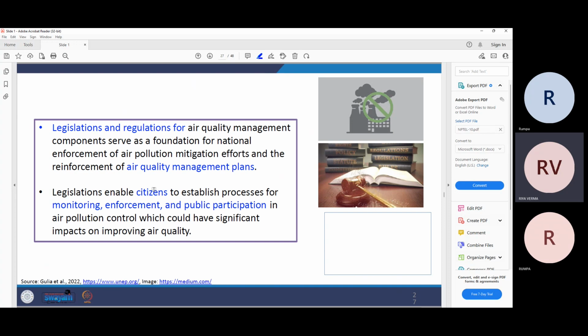So, the legislations and regulations for air quality management components serve as a foundation for national enforcement of air pollution mitigation efforts and the reinforcement of air quality management plans. The legislations enable citizens to establish the processes for monitoring, enforcement, and public participation in the air pollution control, which could have significant impacts on improving the air quality.